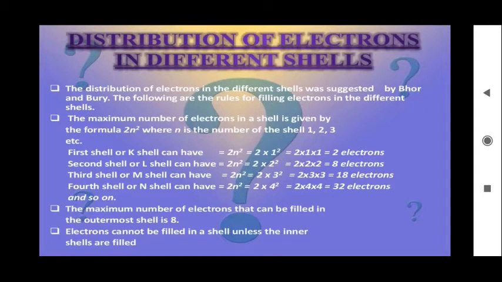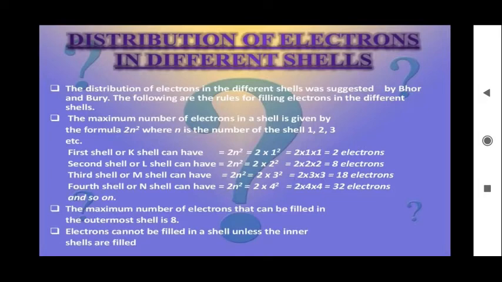The maximum number of electrons that can be filled in the outermost shell is 8. The electrons cannot be filled in the shells unless the inner shells have been filled. Only if the first shell has been filled does the second shell start filling up.